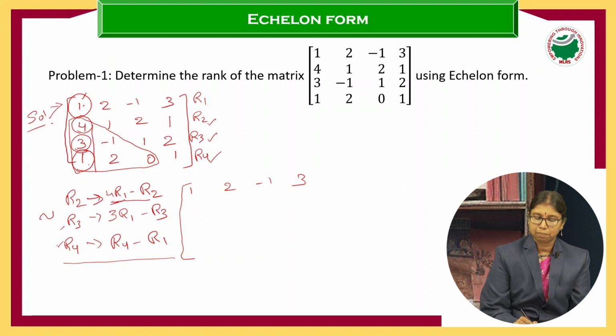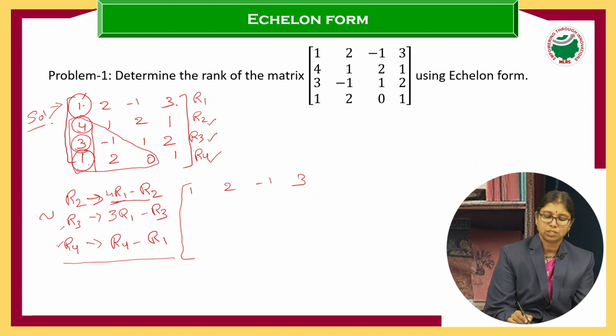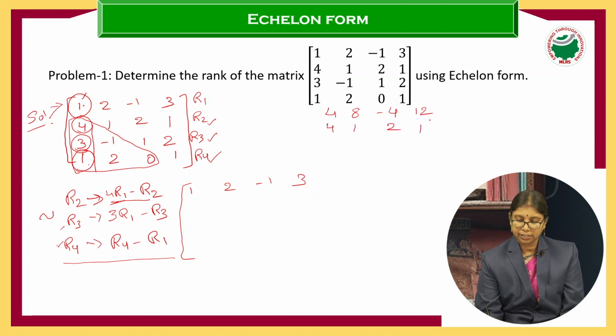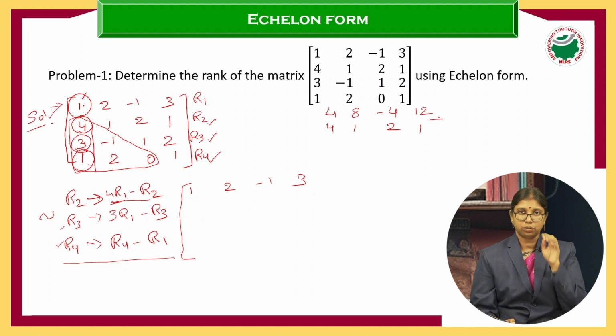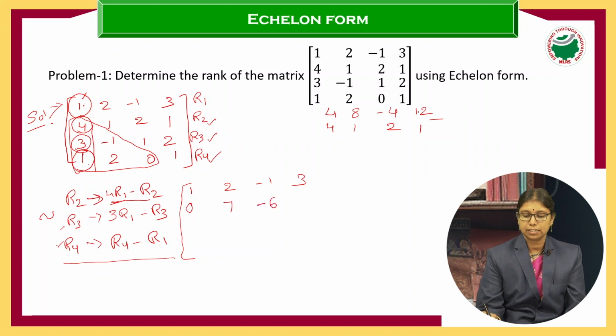First, 4R1. Multiply the first row by 4. Your first row is 1, 2, minus 1, 3. Multiply this row by 4, then you will get 4, 8, minus 4, 12. And next R2. Your R2 is 4, 1, 2, 1. By subtracting both the rows, you will get the required row. So what is the required row? 4 minus 4 is 0, 8 minus 1 is 7, minus 4 minus 2 is minus 6, 12 minus 1 is 11.